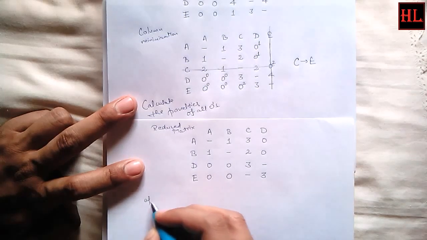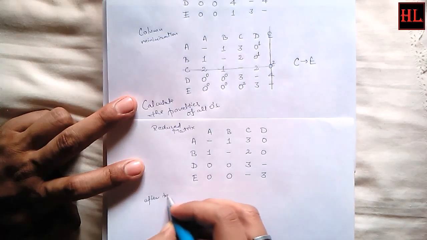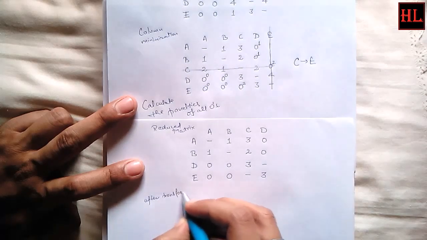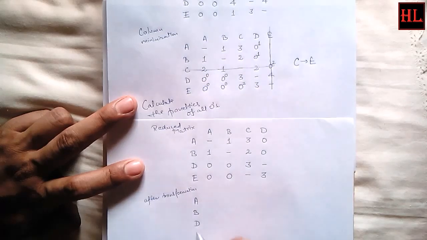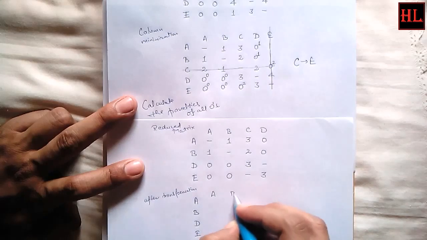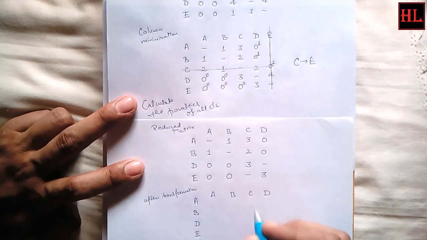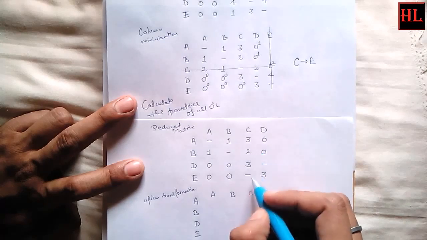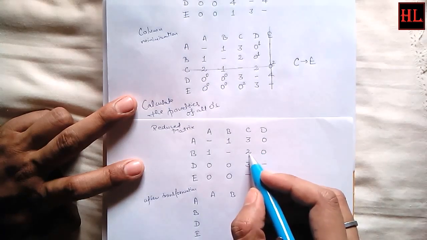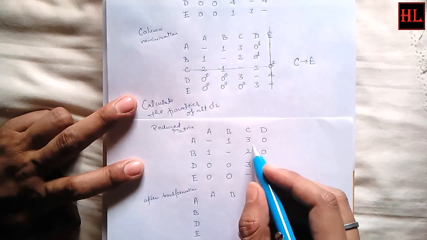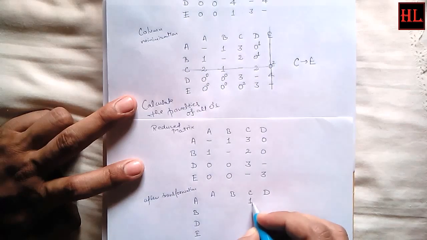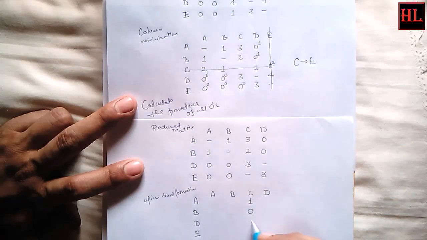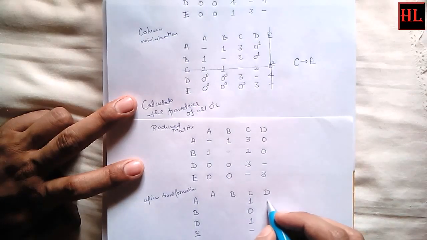So after we can say a transformation, the matrix would look like A, B, D and E, and here A, B, C and D. First of all we need to write column 3. We see that in column 3 the minimum element is 2, so we'll subtract 2 from all the other elements of column 3. So 3 minus 2 will be 1, 2 minus 2 will be 0, and 3 minus 2 will be 1, and here we'll put a dash, and we can copy the rest of the values as they are.